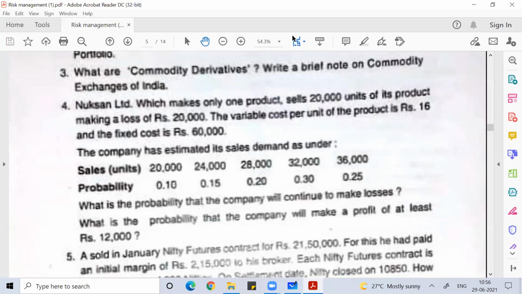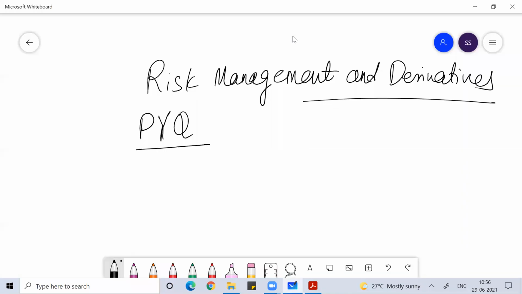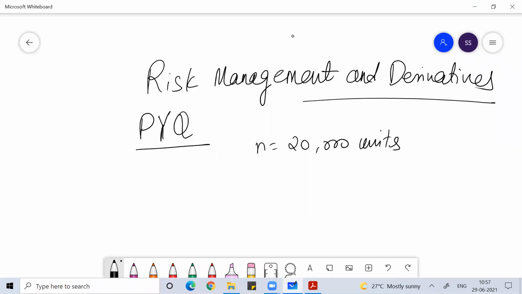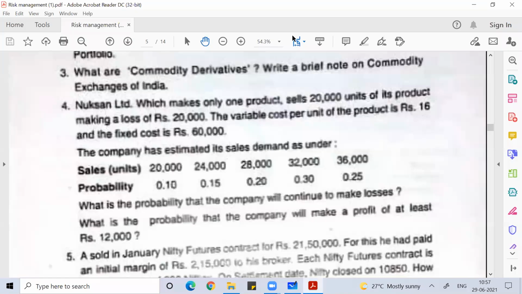So there's a company called Ruksan Limited, and that company sells 20,000 units of its product and makes a loss of 20,000 rupees.